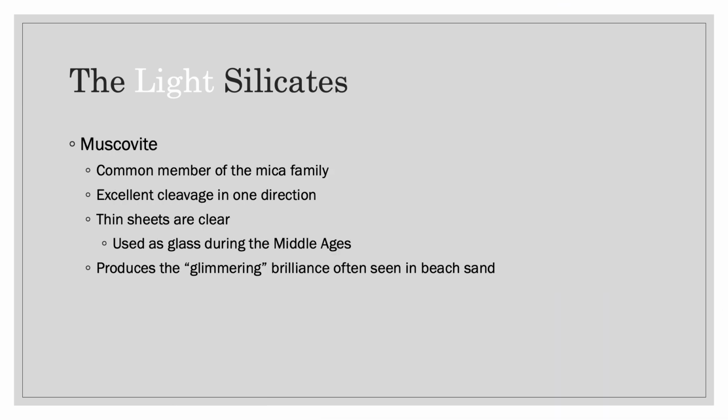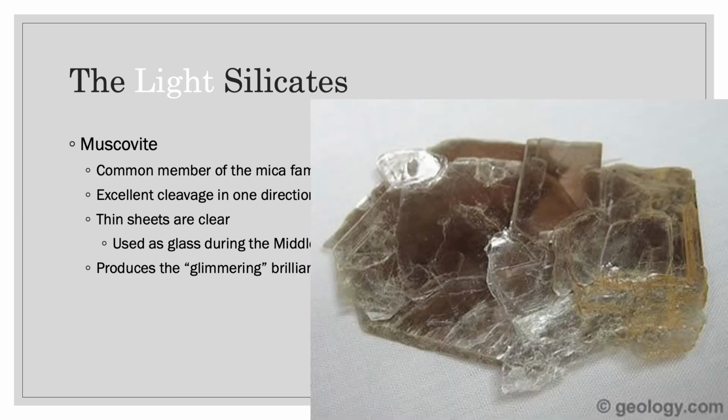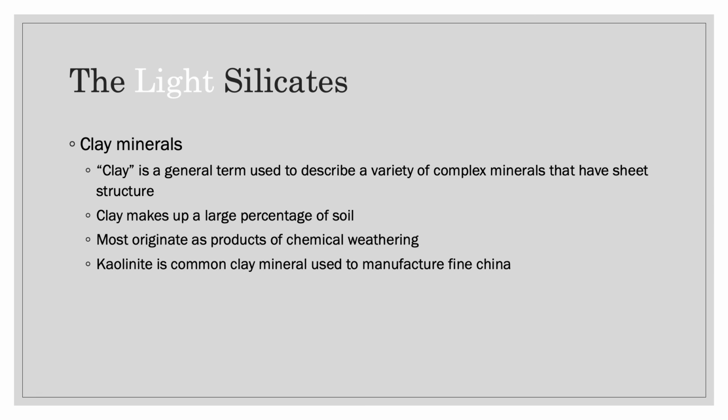Another common type of light silicate is muscovite, and this one has excellent cleavage in one direction. So it breaks sort of along sheets, and the sheets are thin and clear. And if you're walking along the beach and you see glimmering and you think, oh, maybe that's a little speck of gold, it's usually actually a piece of muscovite. This is a muscovite sample here. And then also it's important to note that clay minerals are light silicates.